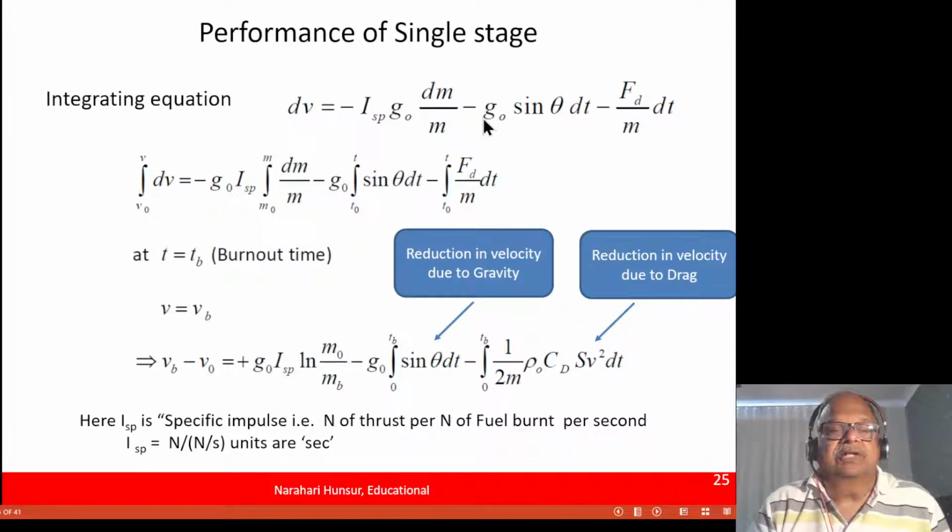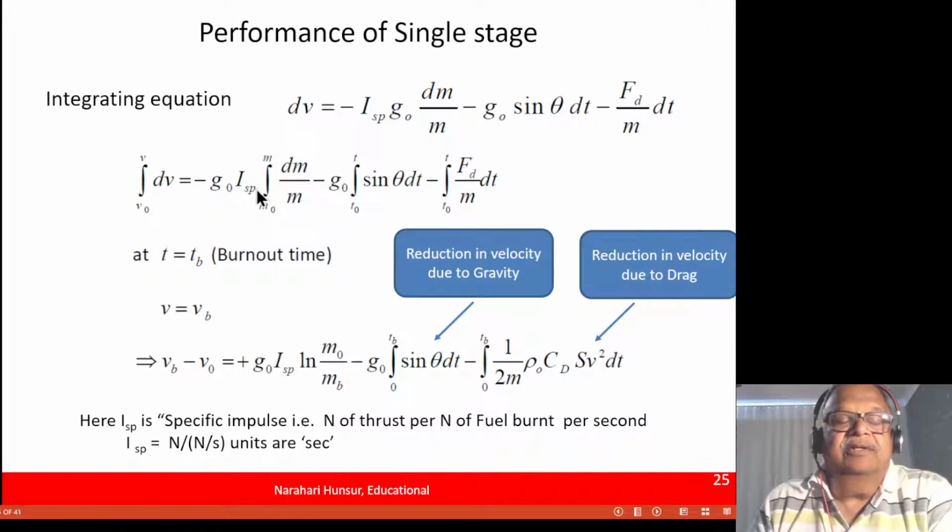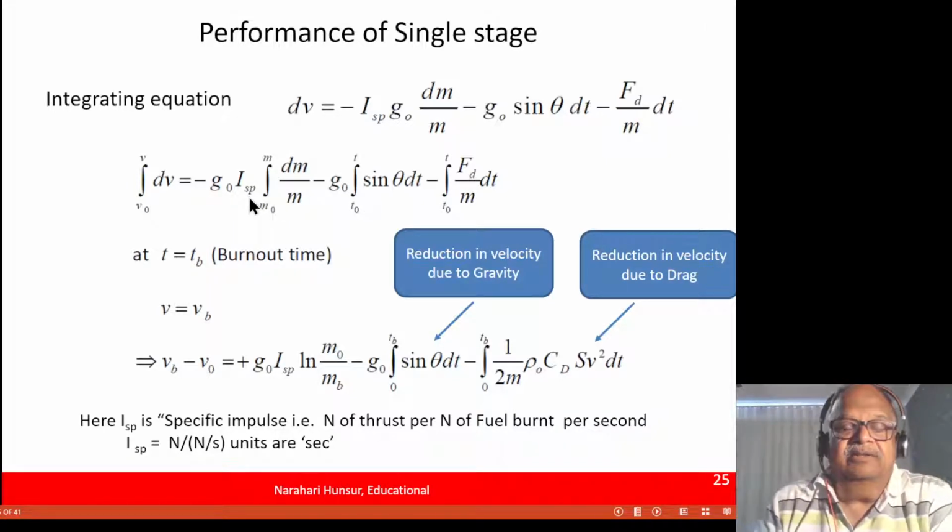Now, I'm assuming also that g, I'll take it as a gravitational constant on Earth, which is simply g naught, basically 9.81. Of course, this will keep reducing as you move away from the Earth's surface. But to simplify the matters for easy understanding, I will take this as a constant so that it will be easier for you to integrate. Similarly, drag is simply represented as F_D by m dt. So if I want to see the velocity increment I am able to get, I just have to integrate dv from v equal to 0 to v equal to whatever time.